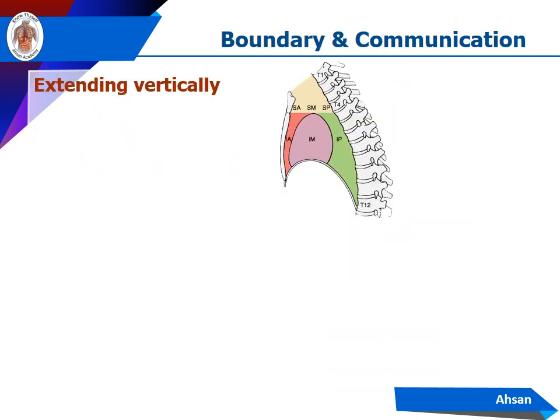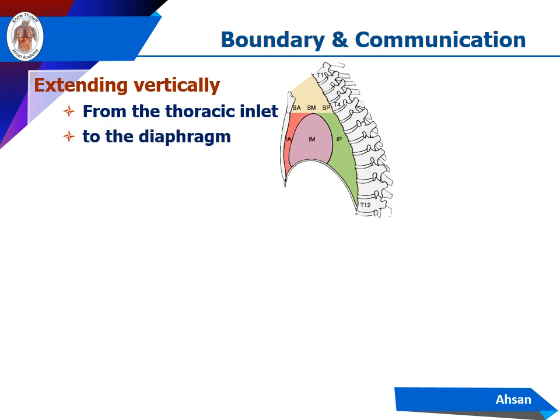This extends vertically from the inlet, that is the superior thoracic aperture formed by the upper part of the manubrium sterni, first rib and first thoracic vertebra, and it extends down up to the diaphragm. This is the central tendon of the diaphragm, the tendinous part.